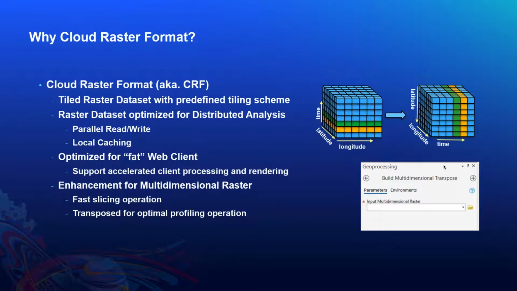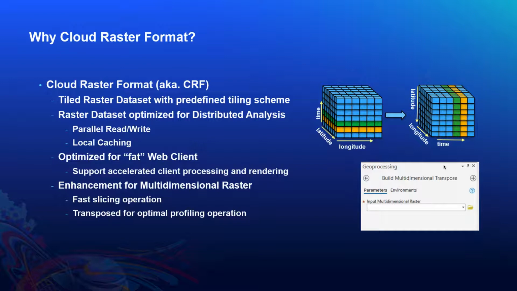Now I want to talk a little bit more about the cloud raster format and why you want to use it. Cloud raster format is an Esri proprietary format, aka CRF. It is an enhanced version of a tiled raster dataset with predefined optimized tiling schemes. Because this tile structure is optimized for distributed analysis and rendering, it can support fast parallel read and write, and it can also support local caching when ArcGIS Pro or ArcGIS Server is using those datasets for rendering and analysis.